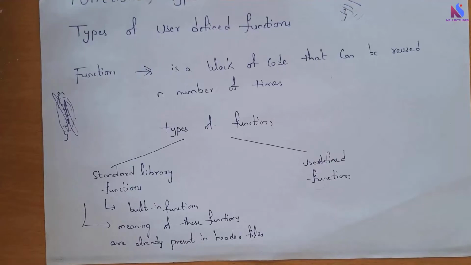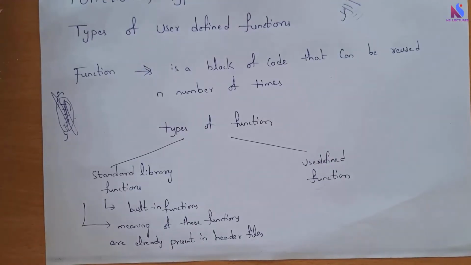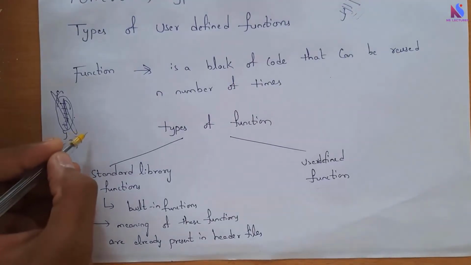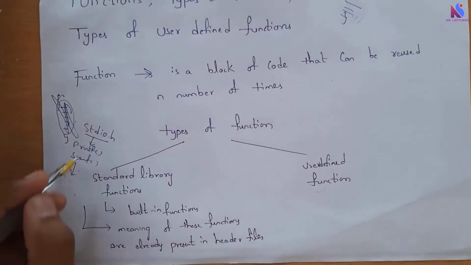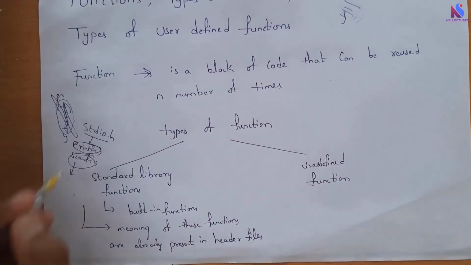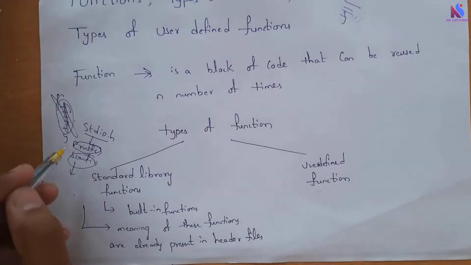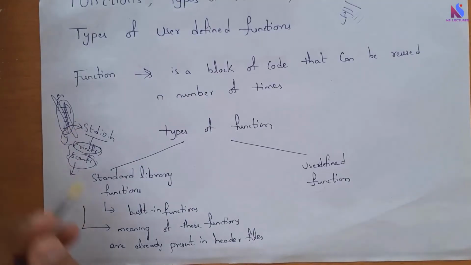Functions are classified into two types. One is standard library functions and the next one is user-defined functions. At first, I will explain what standard library functions are. The standard library functions are built-in functions, meaning these functions are already present in header files. For example, if you consider printf and scanf, their definitions are present in the stdio.h header file. We call printf and scanf built-in functions because they are present in the stdio.h header file.